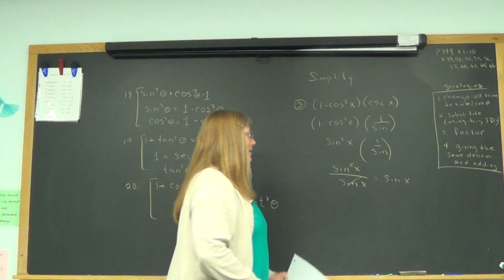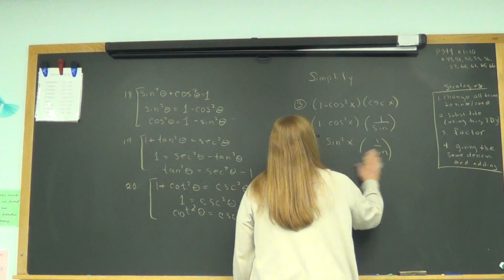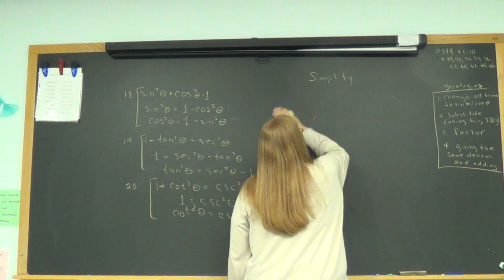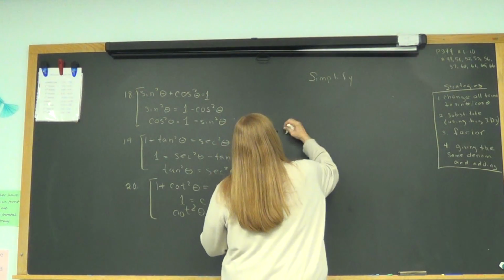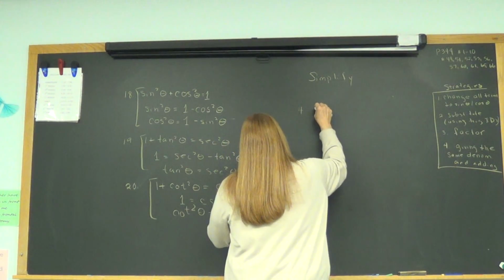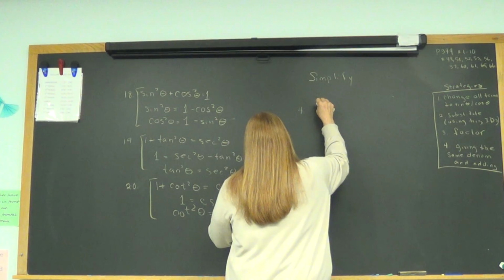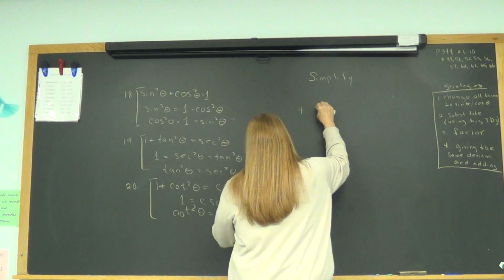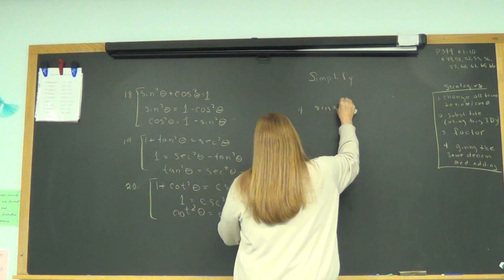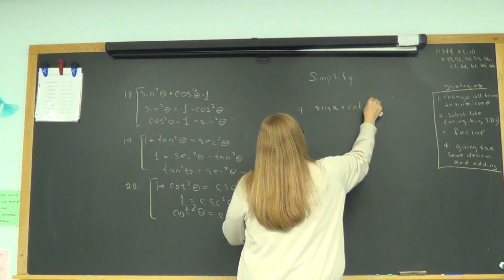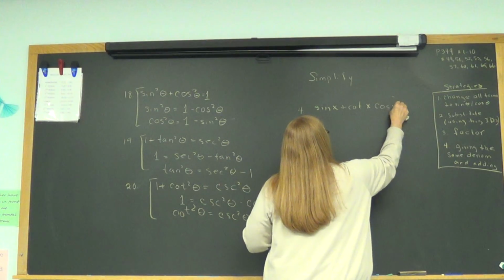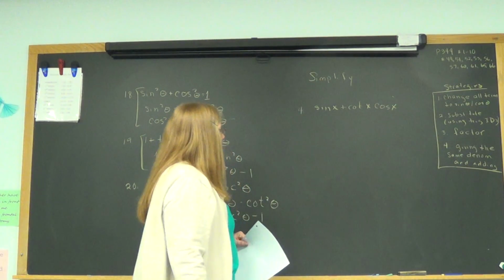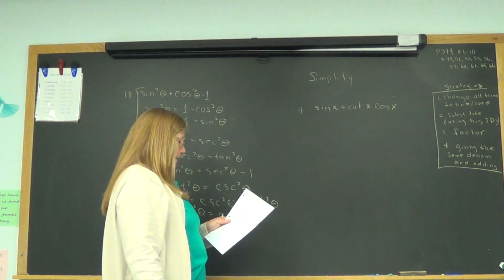Alright, fourth and last one. And we've done some of these today in class, so it's just seeing more of them. Number 4 is simplify sine x plus cotangent x cosine x. Alright, work ahead of me and go ahead and do strategy number 1.